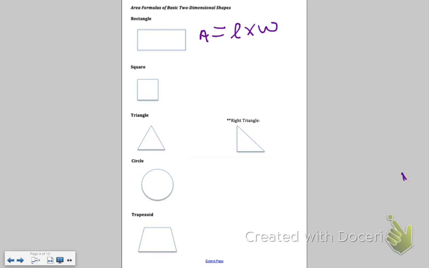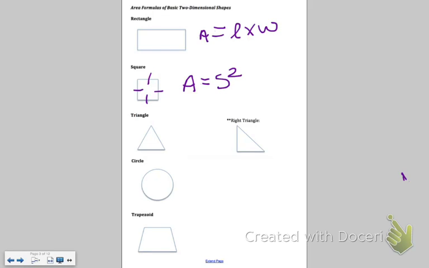The area of a square would just be the same thing. The only thing with a square is that all four sides are the same. So we can say that the area is equal to one of the sides squared, right? Because we would be multiplying the same number by itself.